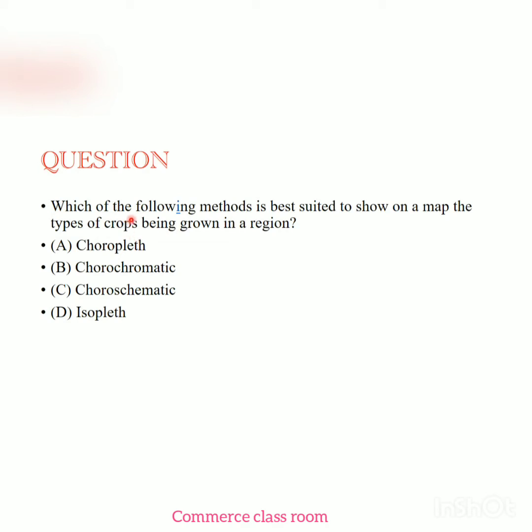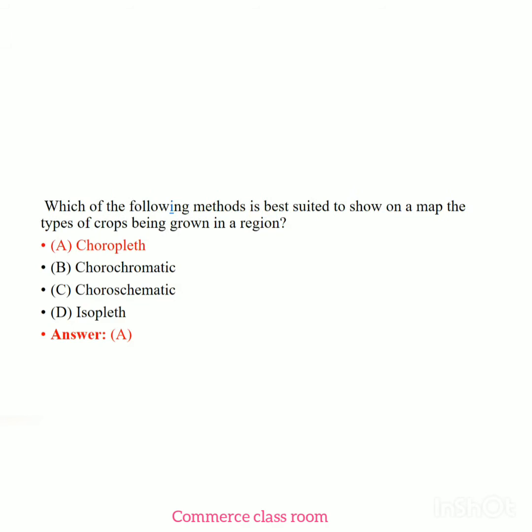Next question, which of the following methods is best suited to show on a map the types of crops being grown in a region? Our options are option A, chloropleth, option B, chorochromatic, option C, chorosynthematic, and option D, isopleth. Our answer is option A, chloropleth. Chloropleth is the best method suited to show on a map the types of crops being grown in a region.